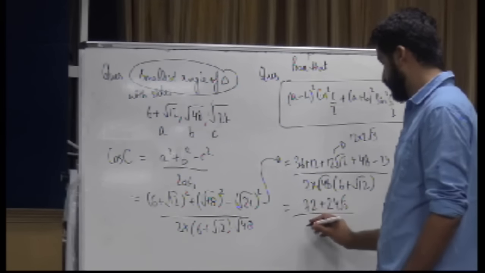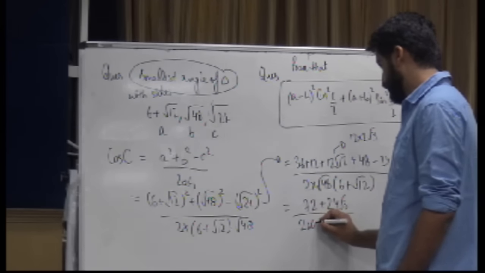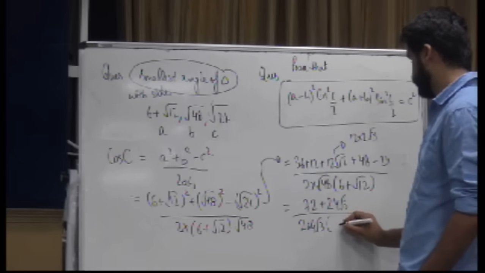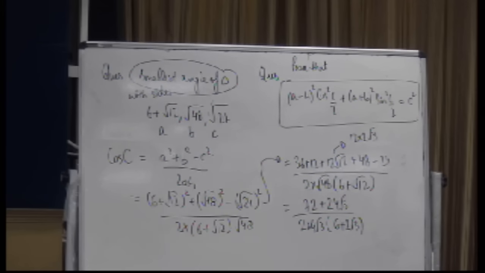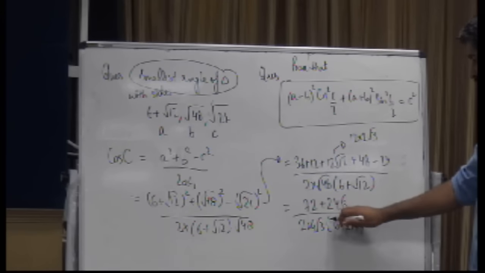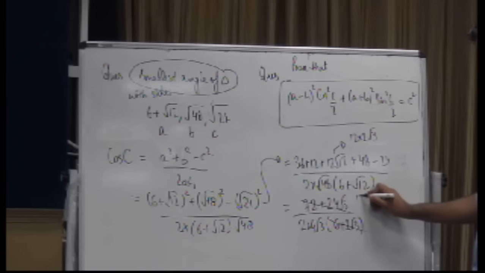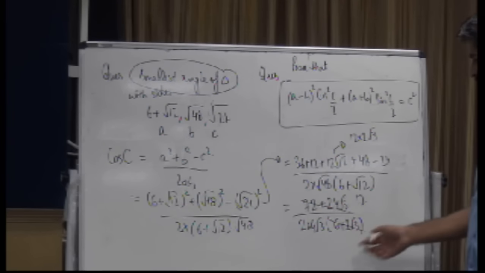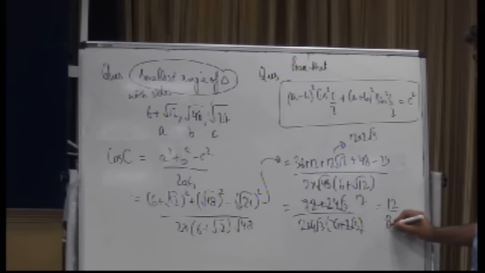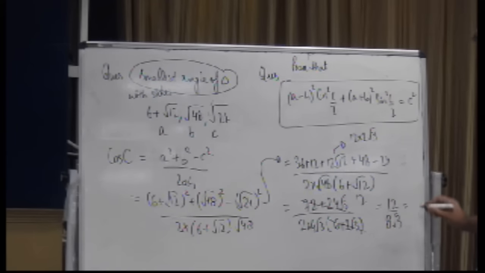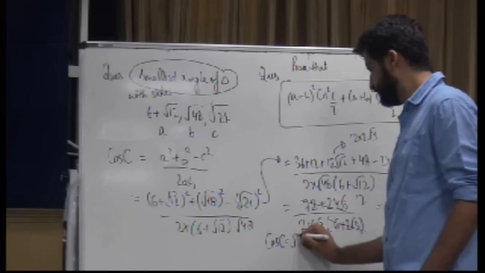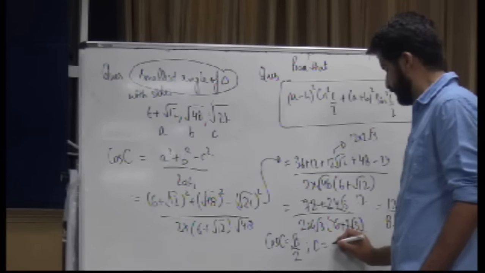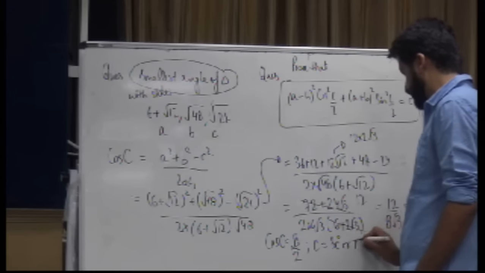now this is 4 root 3 into 6 plus 2 root 3. I think these will cancel out, right? So this is 12. So 12 upon 8 root 3, which is actually root 3 by 2. So the value of cos C is equal to root 3 by 2. So therefore angle C is equal to pi by 6.